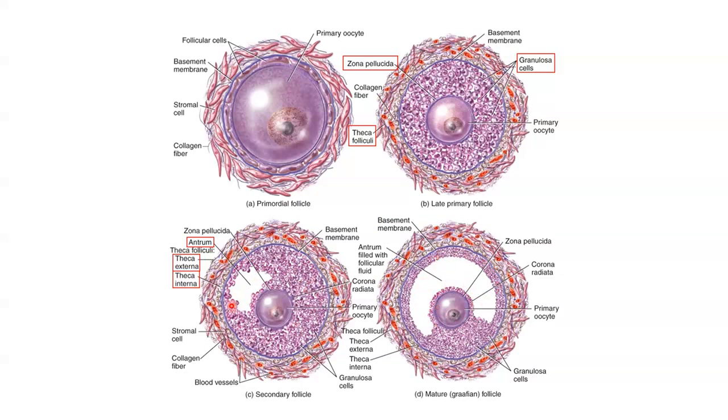Now, as this follicle develops, those granulosa cells become firmly attached to that zona pellucida, and we now call them the corona radiata. That secondary follicle then grows even bigger, and it turns into our mature follicle, which is the follicle that is actually ovulated.